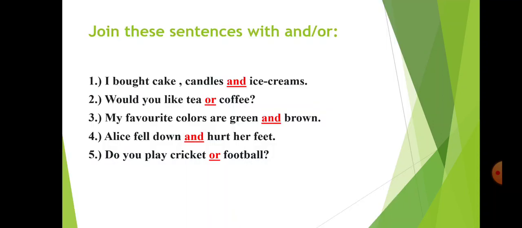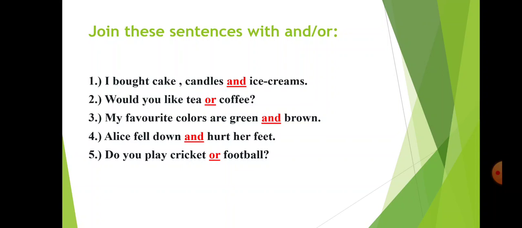Now we will be solving an exercise. Join these sentences with and or. First one, I bought cake, candles, and ice creams. So in this particular sentence, we will be using the conjunction and because it is connecting two words. All right, there is no choice in this sentence.